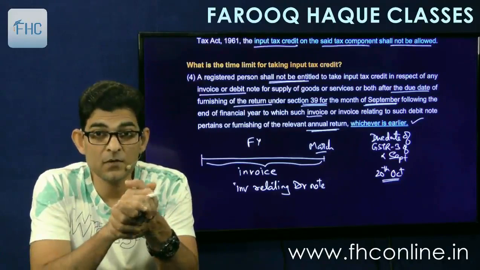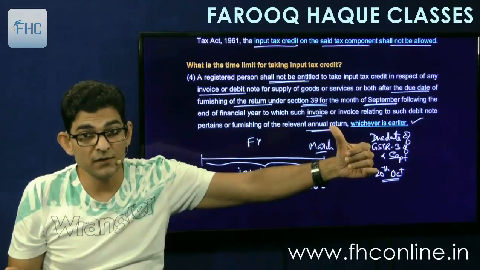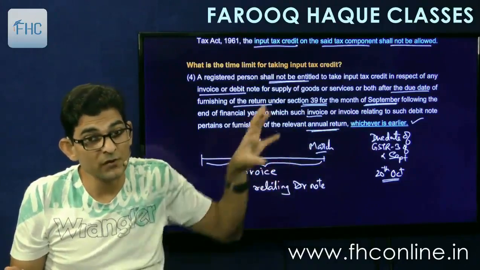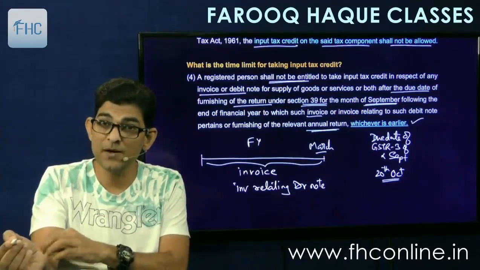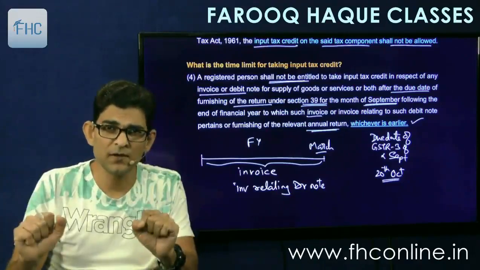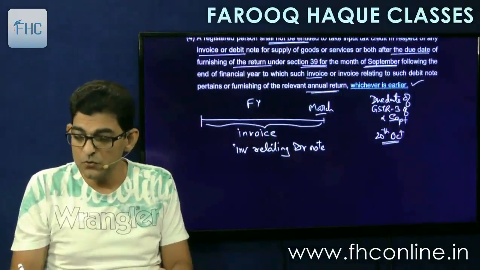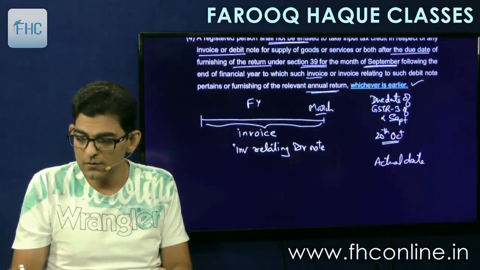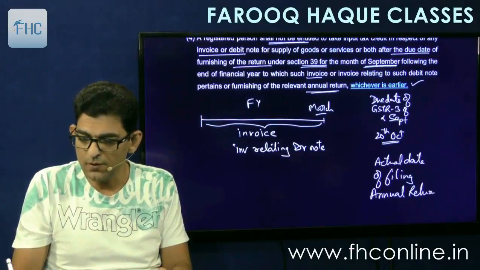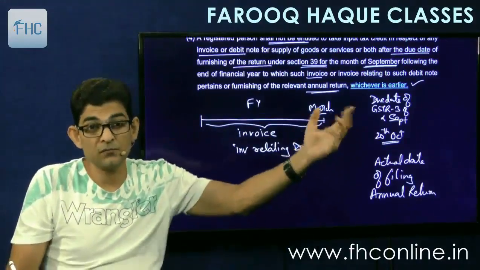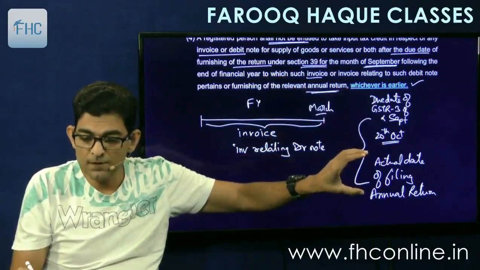So by that time you should have taken the credit, or we'll compare this date with the date of furnishing the annual return. Whatever this financial year is, you have to submit the annual return of this financial year. The annual return is normally required to be filed by 31st December. That is the due date of the annual return. But here we are not taking the due date, we are taking the actual date of filing the annual return. The due date is 31st December, but you can file even before October. You can file it in June, you can file it in September, you can file it anytime till December. So this date or this date, whichever is earlier.